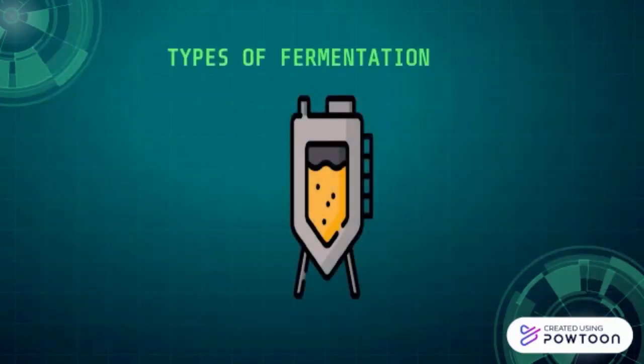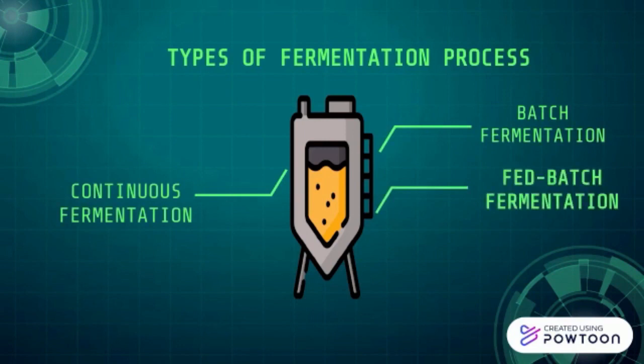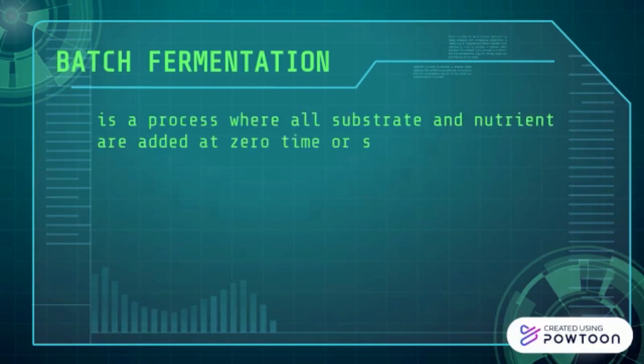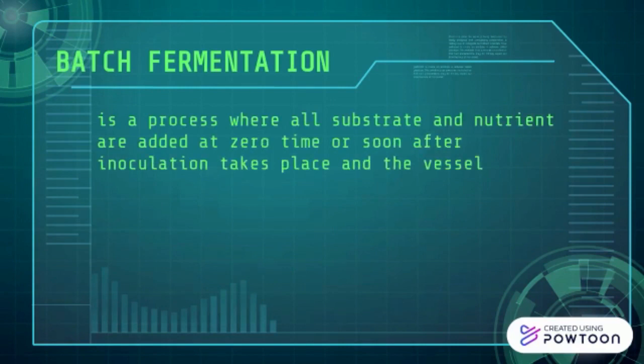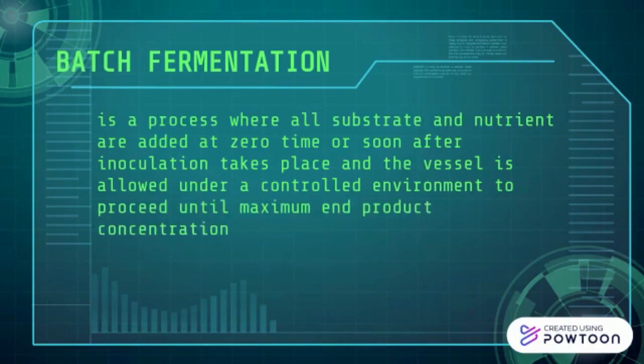There are a few types of fermentation process. The first one is batch fermentation. The second one is continuous fermentation, and lastly is the fed-batch fermentation. Batch fermentation is a process where all substrates are added at zero time after inoculation takes place, and the batch is allowed under a controlled environment to proceed until maximum end product concentration is achieved.